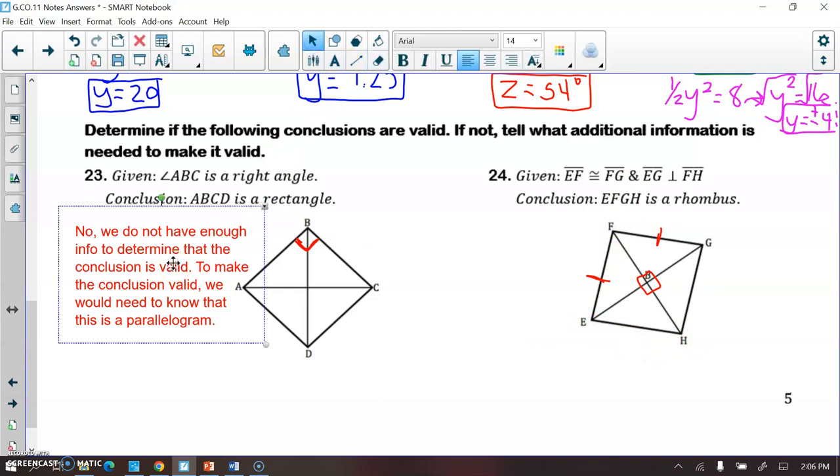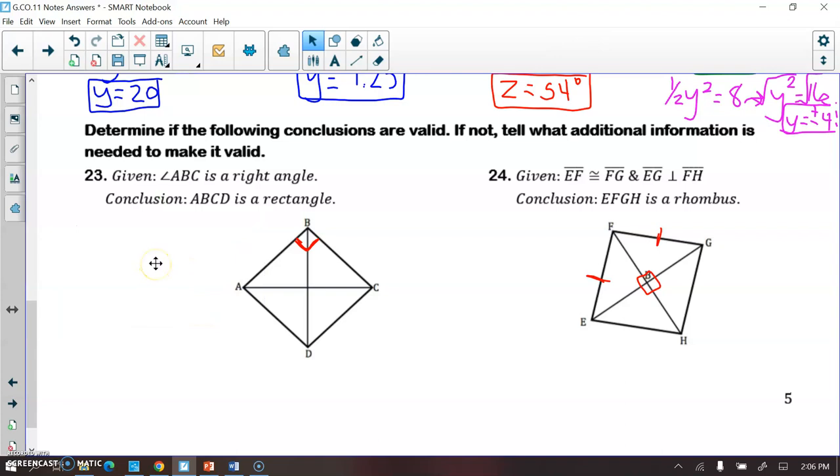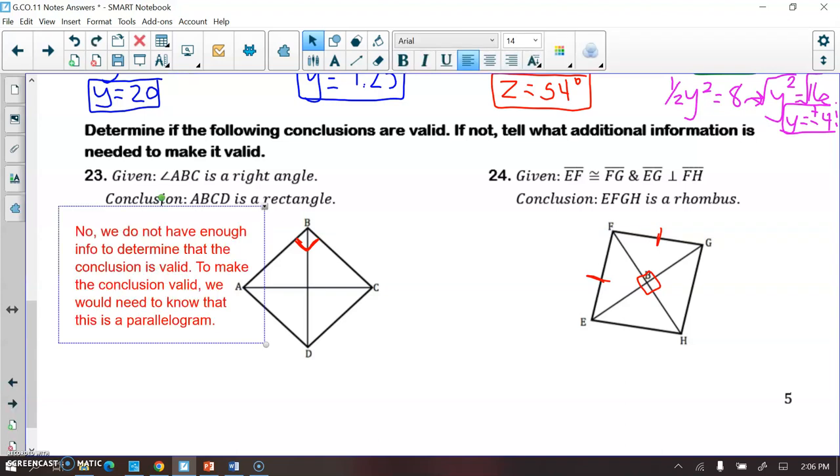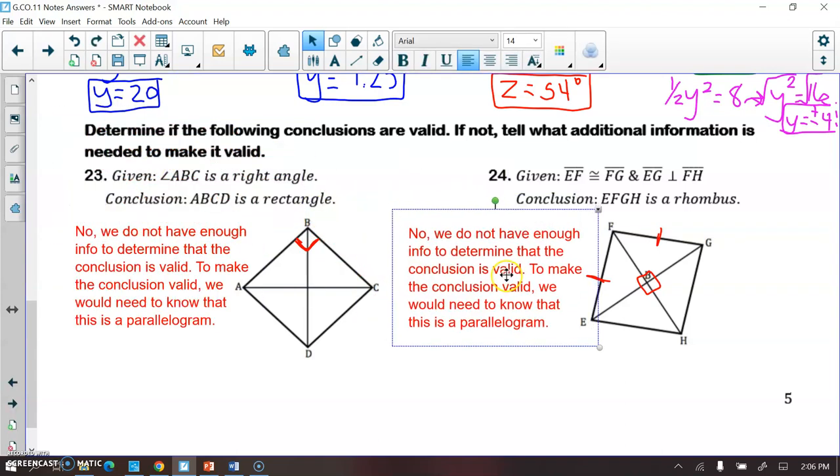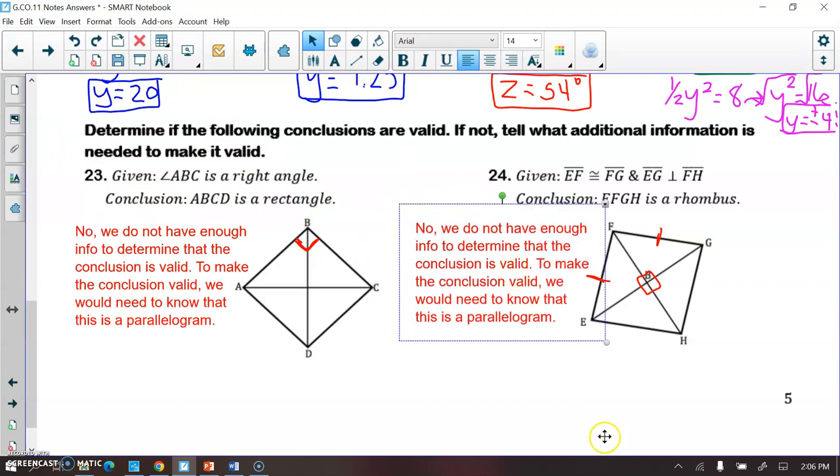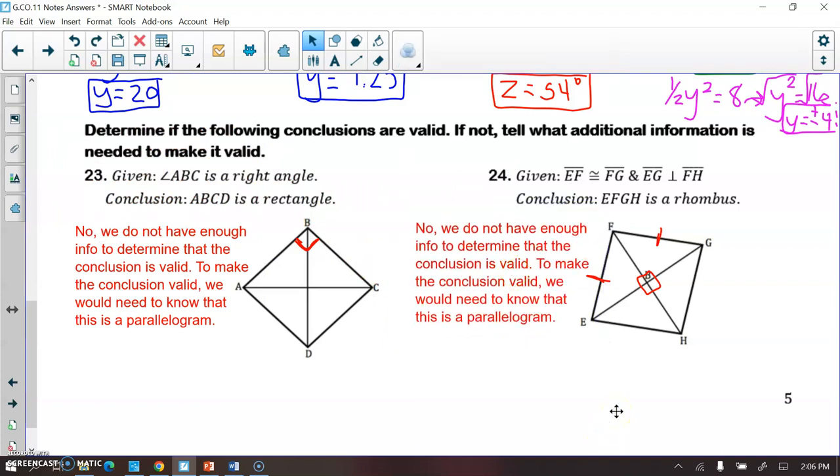However, I'm just going to use the information that it is a parallelogram. I'm going to use the same explanation that I have over here. If you want to say we would need to know that EF and EH are congruent or GF and GH are congruent, that would be okay. But with the information as it stands, we do not necessarily know.